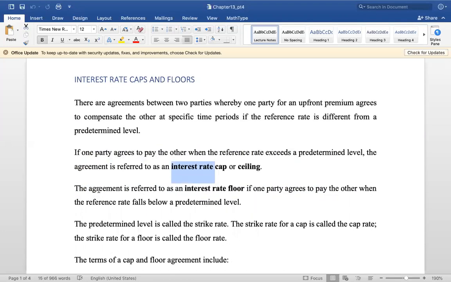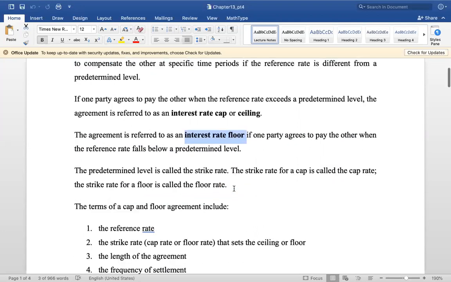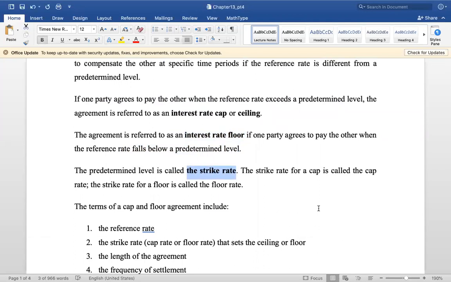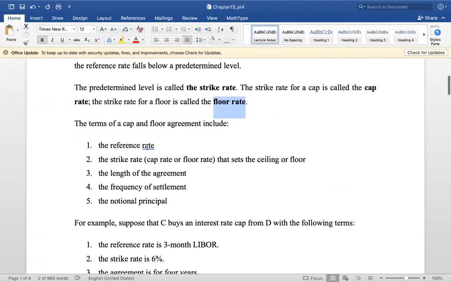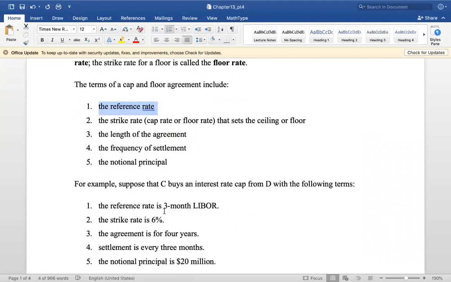Alternatively, if one party agrees to pay the other when the reference rate falls below a predetermined level, it is called an interest rate floor. The predetermined level is called the strike rate, and the strike rate for a cap is called the cap rate, and the strike rate for a floor is called the floor rate. The terms of the cap and floor agreement include a reference rate, so whether we are talking about a 3-month LIBOR or something else, and the strike rate, the cap or floor rate that sets the ceiling or the floor.